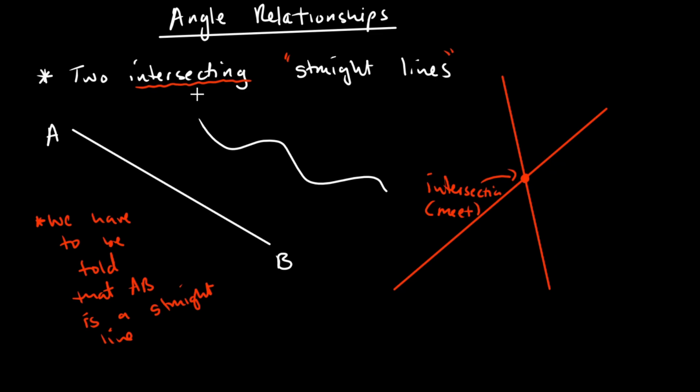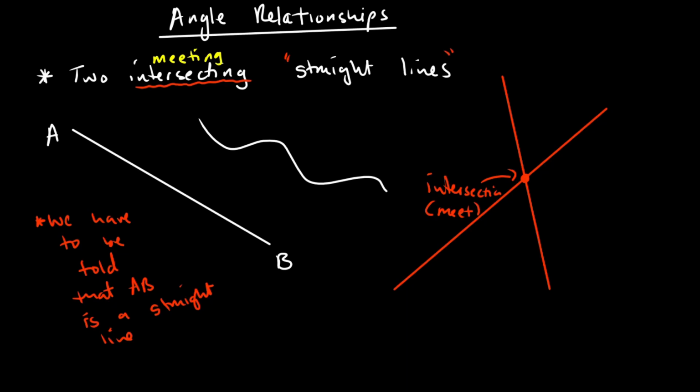So when we have two intersecting straight lines, we can form angles. We want to talk about the angles that we form when the two straight lines intersect. Or in simple terms, we want to find the angles that are there when we have two meeting straight lines. When the two straight lines are meeting, what kind of angles do we have?